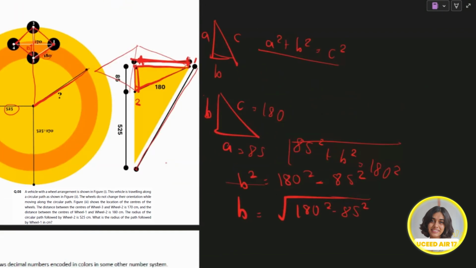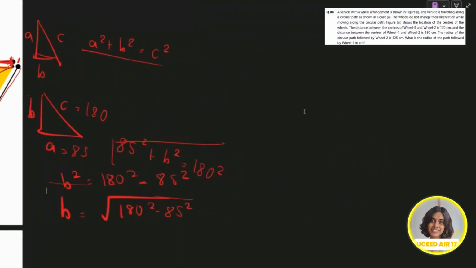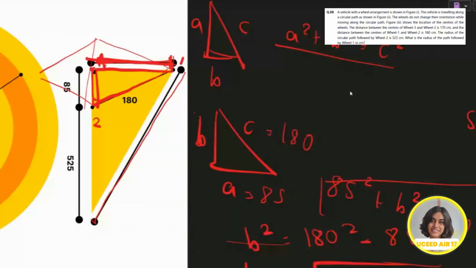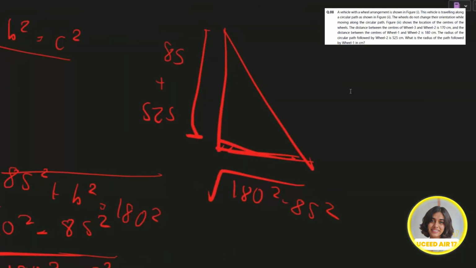Okay. Now in the third triangle, this big triangle, I know this side, that is under root 180 square minus 85 square. I know this side, which is 525 plus 85. Now in the final triangle, I have got 85 plus 525, which is 610, and we have this side.